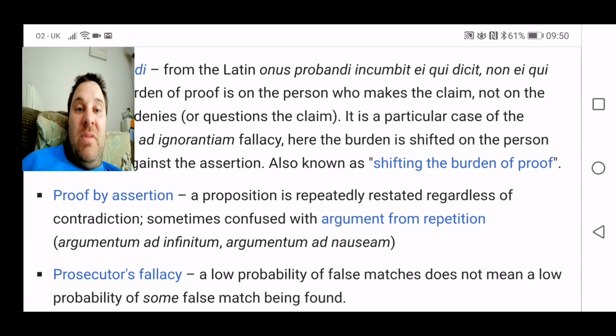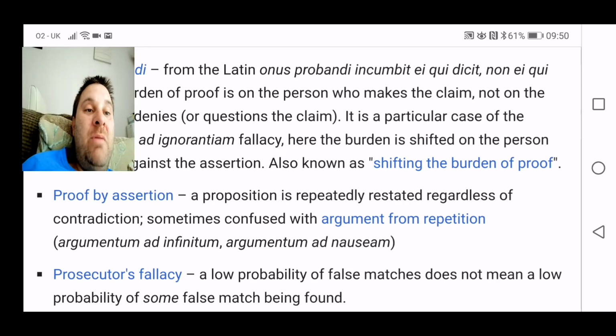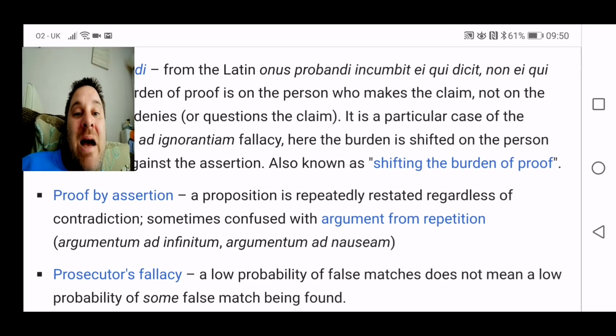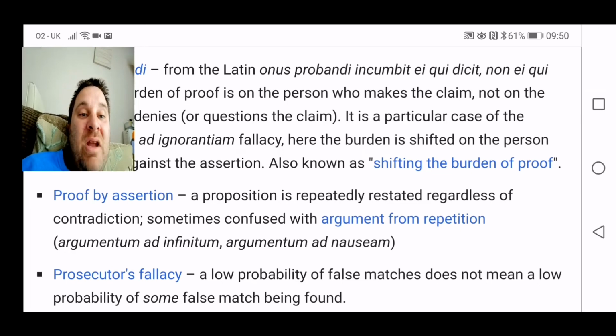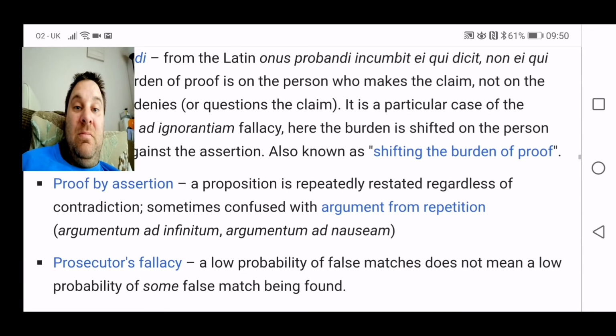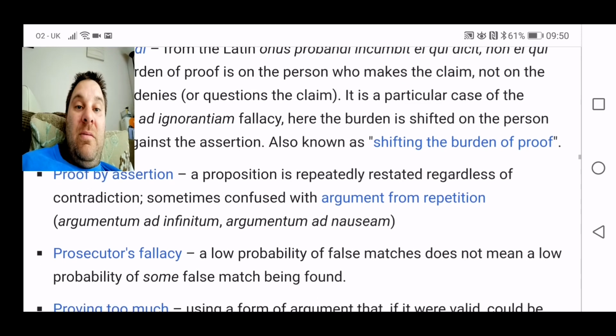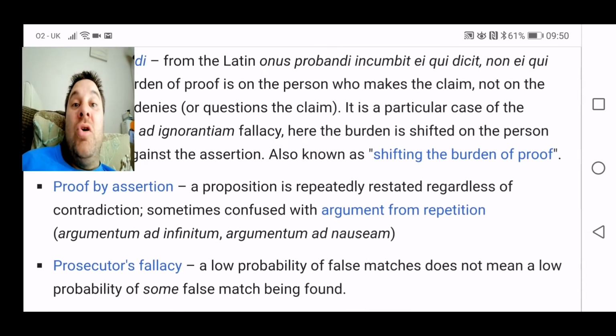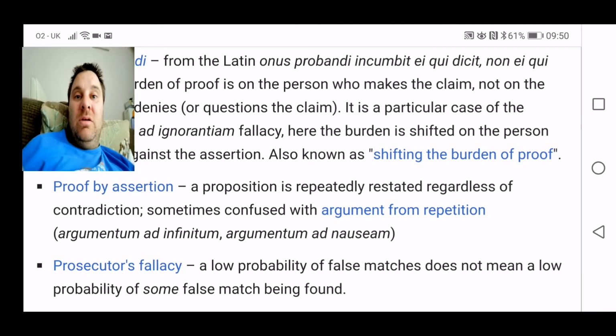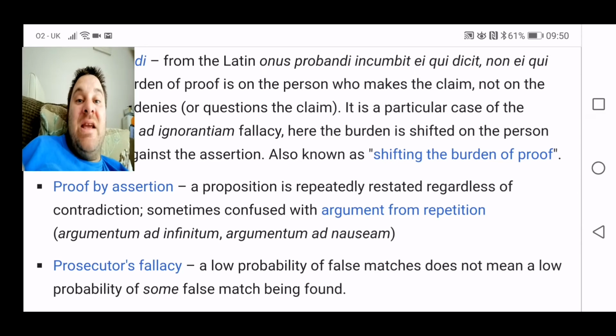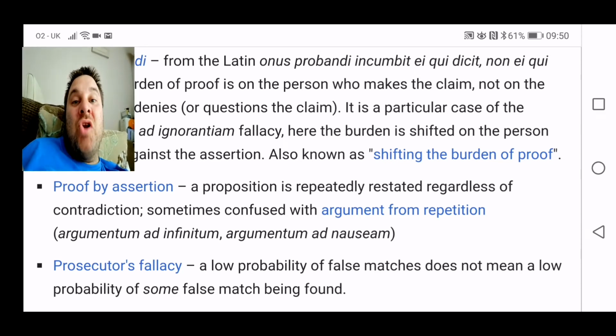Proof of assertion. A proposition is repeatedly restated regardless of contradiction, sometimes confused with argument from repetition. Argumentum ad infinitum, argumentum ad nauseam. I've been accused of being ad nauseam when I keep pointing out these fallacies to these trolls. But the truth is repetitive, I'm afraid. You're not listening, you're not taking it in because you're paid to not take it in and not listen. You're paid to argue against it.